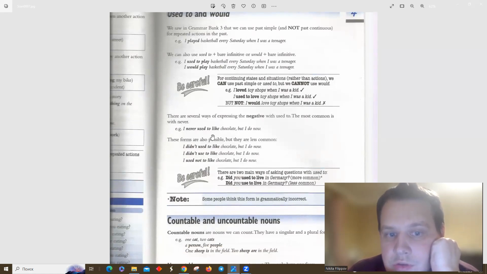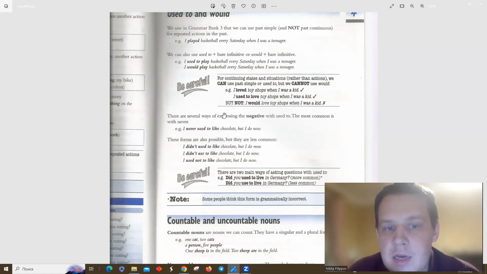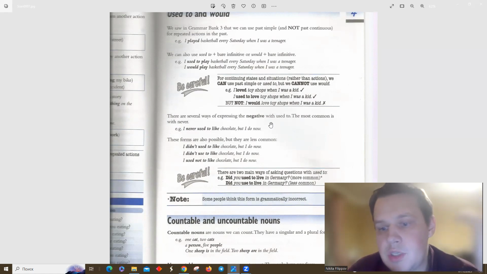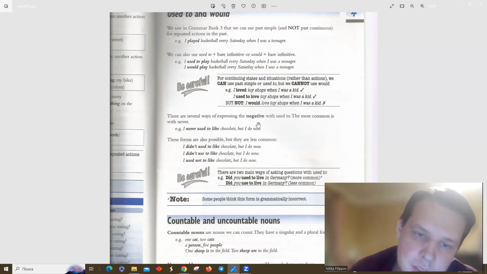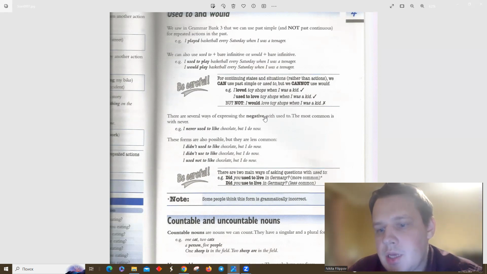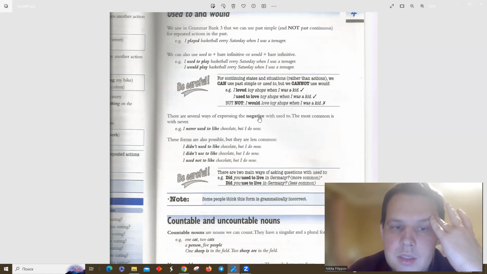And for negative, you can add "never." For example, I never used to like chocolate, but I do now, meaning that in my life before, I didn't really have this habit of loving chocolate. But you can also add "but I do now," which is totally okay. Or you can not add this. If you like chocolate now, you can add it. If you don't, you can also not add it.